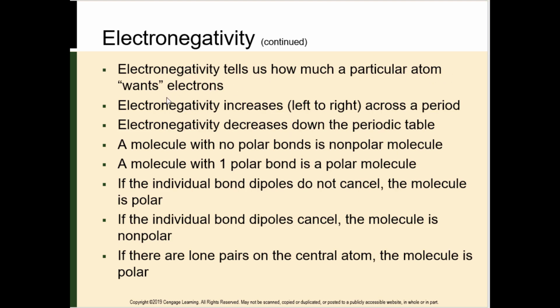Electronegativity tells us how much a particular atom wants those electrons. As we just saw, electronegativity increases from left to right across the period, and it decreases when we go down. A molecule that has no polar bonds is a nonpolar molecule. A molecule with one polar bond is a polar molecule. If the individual bond dipoles do not cancel, then the molecule is polar. If they do cancel, it's nonpolar. If there are lone pairs in the central atom, the molecule is polar.